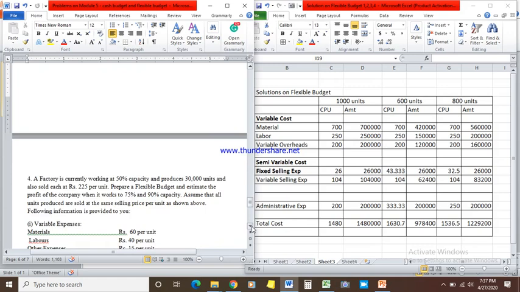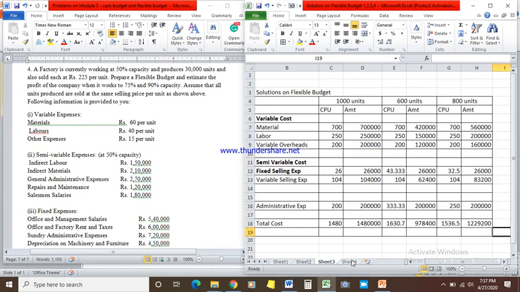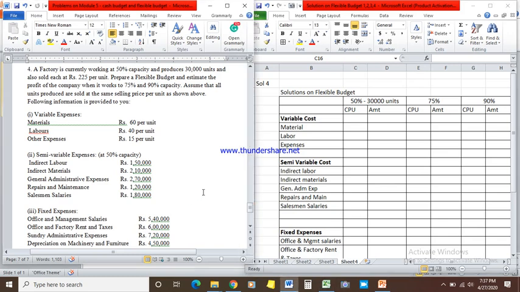So finally we look into one more problem, that is the fourth problem, which is again slightly interesting. Now, having understood the nature of how the cost factors are going to behave, we also try to look into the impact on the profits. Now in the fourth problem, a factory is currently working at 50% capacity and produces 30,000 units, and sold each unit at rupees 225. Prepare a flexible budget and estimate the profit of the company when it works at 75% capacity and 90% capacity. Assume that all units produced are sold at the same selling price per unit as shown above.